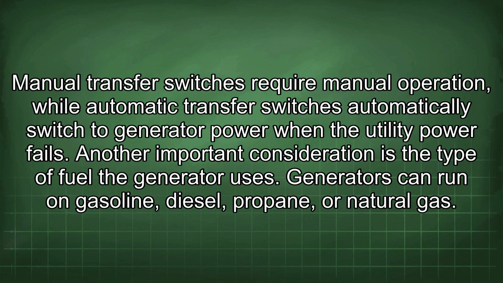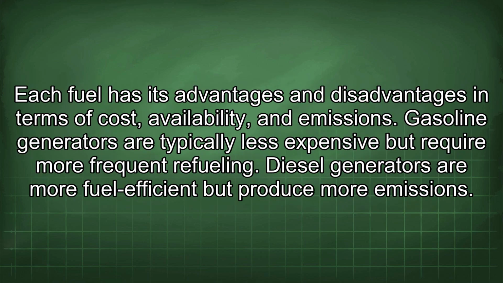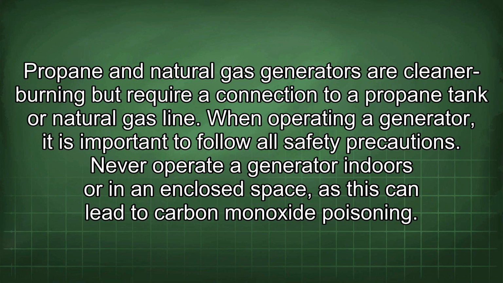Another important consideration is the type of fuel the generator uses. Generators can run on gasoline, diesel, propane, or natural gas. Each fuel has its advantages and disadvantages in terms of cost, availability, and emissions. Gasoline generators are typically less expensive but require more frequent refueling. Diesel generators are more fuel efficient but produce more emissions. Propane and natural gas generators are cleaner burning but require a connection to a propane tank or natural gas line.